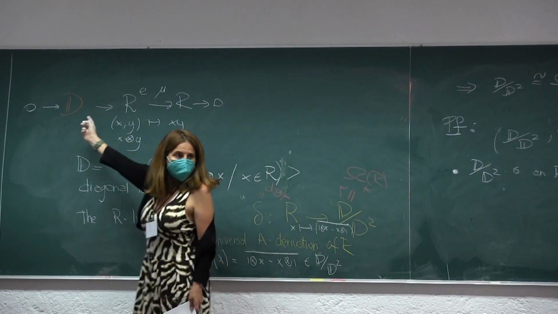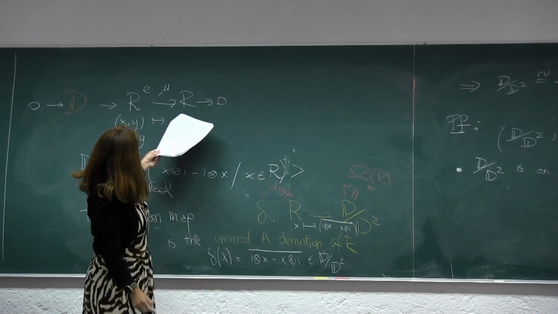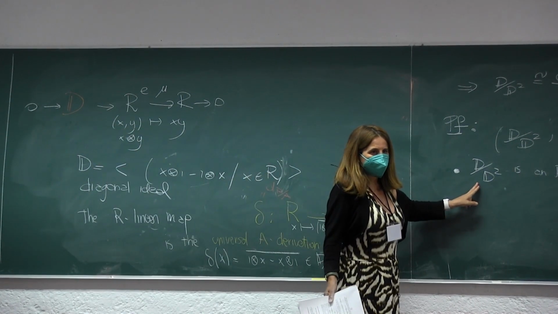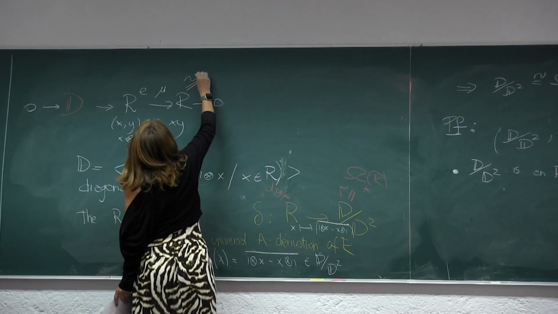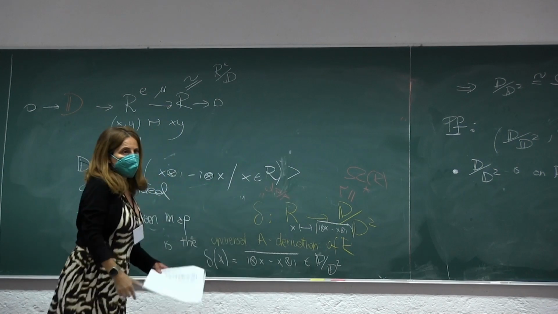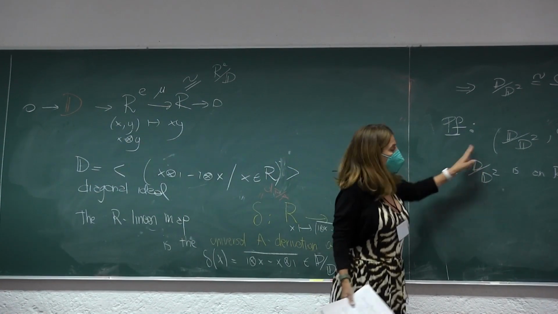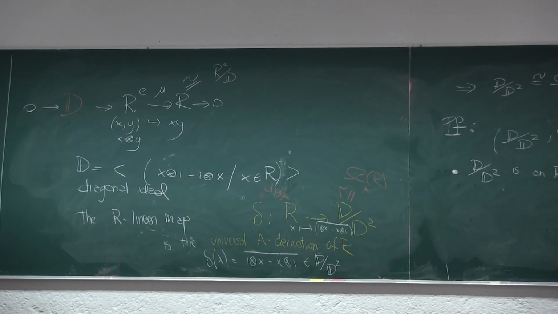This is not clear from here. This is an ideal in the enveloping algebra. How does this become an R module? Well, because I co-modulo the square. Remember that R is nothing else than RE modulo D, and this is killed by D. So this is an R module. So this is the first thing. Otherwise, it couldn't be the modular differential. Okay?